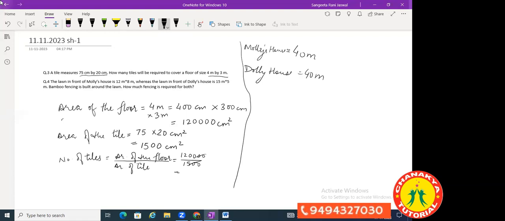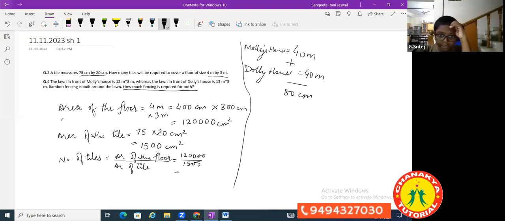Now what is the total fencing required? 80. Very nice. You add up both. Teacher, we have to do 4 into 40. No, bache, you have to find how much fencing is required for both. It's asking how much fencing is required for both. To cover both the houses with fencing, how much fencing is required? Okay, so you will add both the fencing parts, both the perimeters.